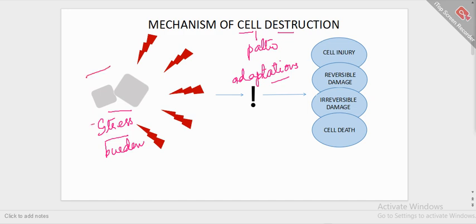But sometimes this stress is not treated, or it is not either removed or reduced. So what will happen? The cell will face cell injury, which can ultimately lead to reversible damage. If the stress is removed or reduced, then the cell can get back to its normal functioning. But sometimes this is not the case. Instead, the stress or burden will increase, so the cell will enter into irreversible damage and ultimately lead to cell death.